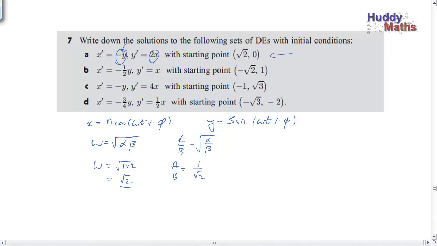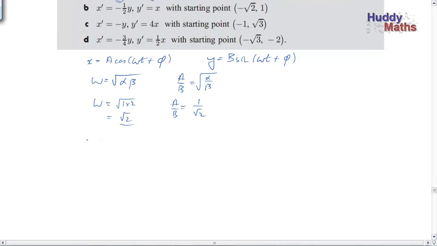Okay, come down, need a little bit more room here. Now, at t equals 0, let's use that. X equals A cos phi, and y equals B sine of phi. So we can say this is equal to root 2, and this is equal to 0. So they are the two initial conditions there. So what we can say therefore is B sine phi over A cos phi is equal to 0 there, right? That one, yeah, over that one, that checks.